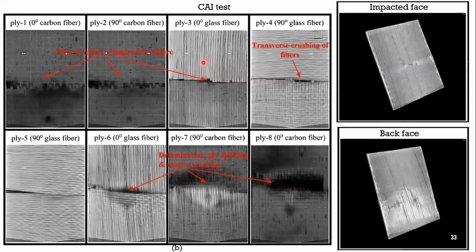And this is for compression after impact, where this is the impacted face and this is the back face. When we created the impact on this composite laminate, it propagated as a delamination to the back face. Once we loaded it under compressive loading conditions, the delamination gave rise to more delamination, and there was some ply splitting, and different types of failure modes happening.